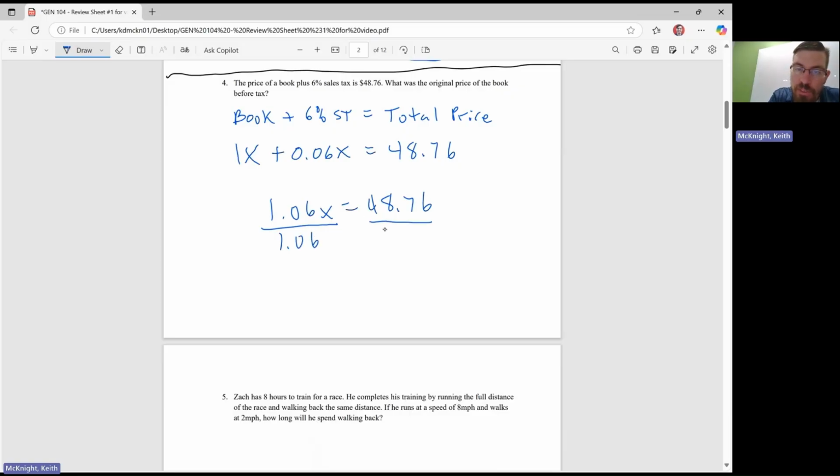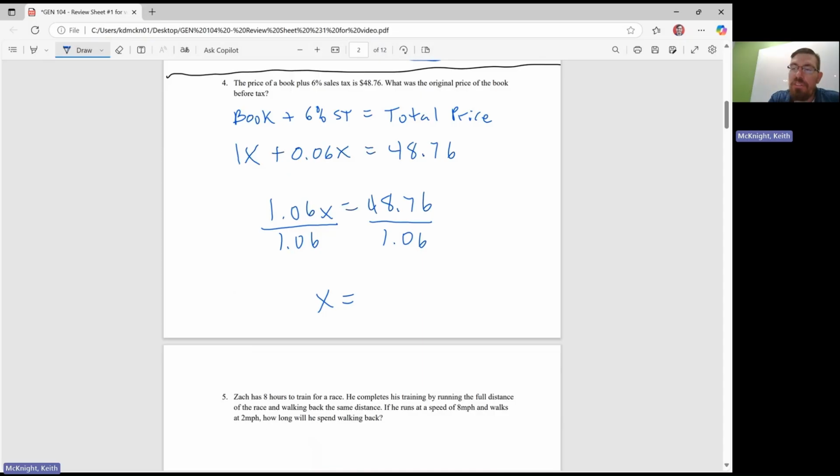And that will leave us the equation that we see. So X is going to be 48.76 divided by 1.06. Now, if we're thinking logically, we're expecting a number smaller than 48.76 for the price of our book, because the 48.76 was with the book plus the sales tax. So we're expecting a smaller number. So we should be expecting something smaller than 48.76. And if we don't get that, that means we might be wrong with our setup or how we solved it.